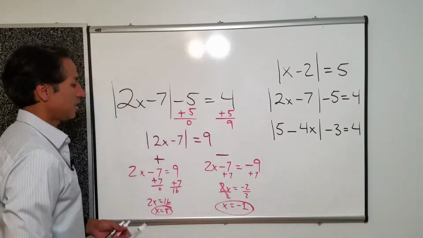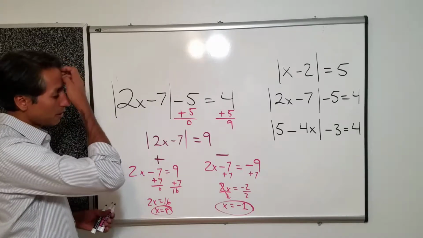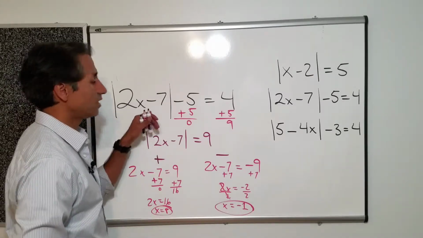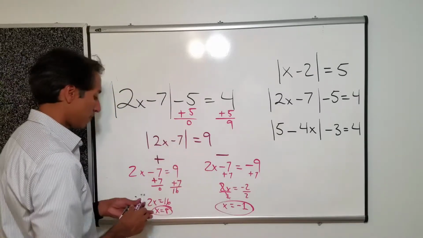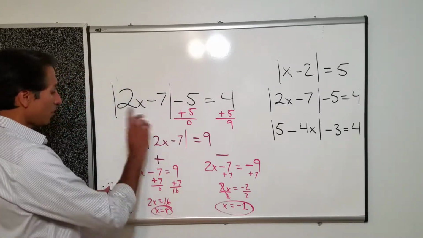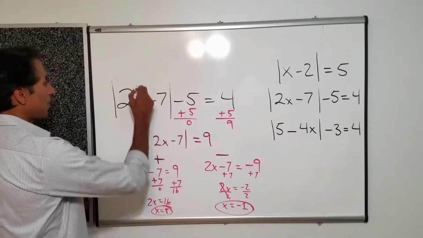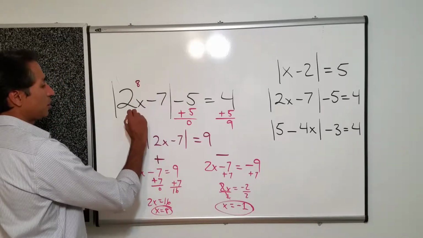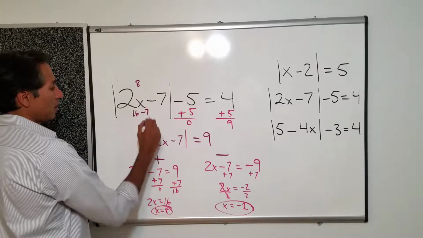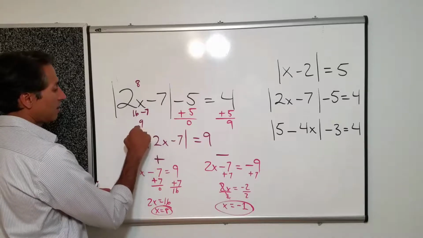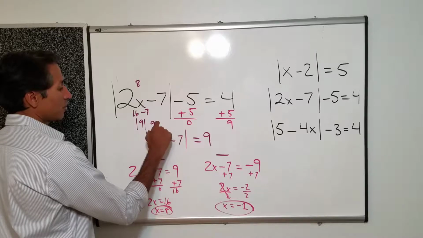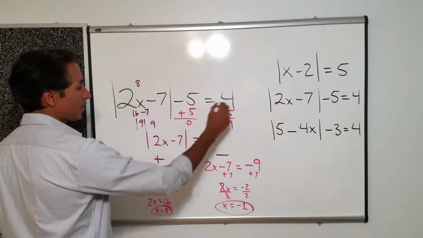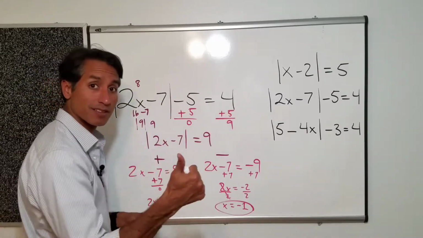Let's plug these in and check. Now, when it comes to plugging them in and checking, you do need to use that original equation. You can't just use stuff that you've worked on in the middle. So bringing it all the way back up to the top, let's plug in an 8 here. 8 times 2 is 16. Minus 7 is 9. Okay, absolute value of 9 is just 9. So 9 minus 5. So far so good.